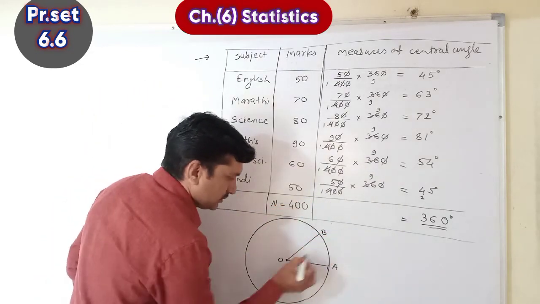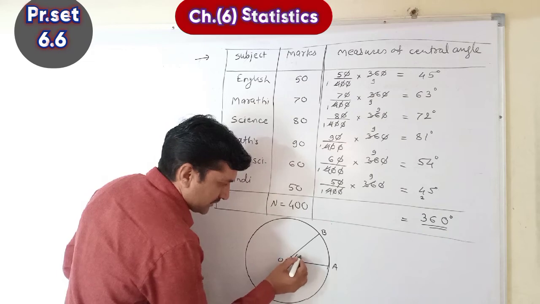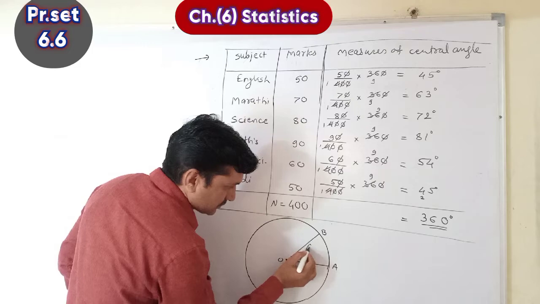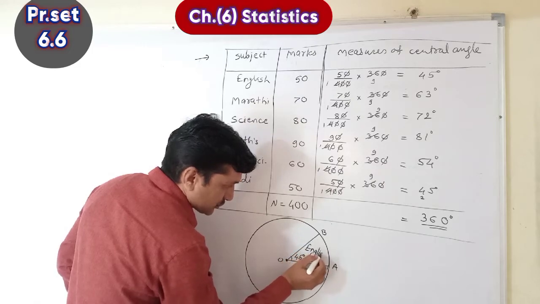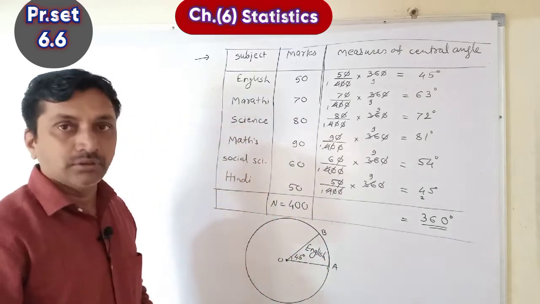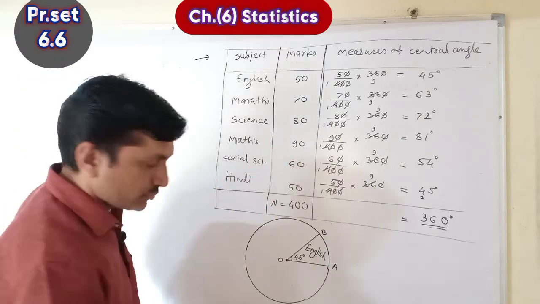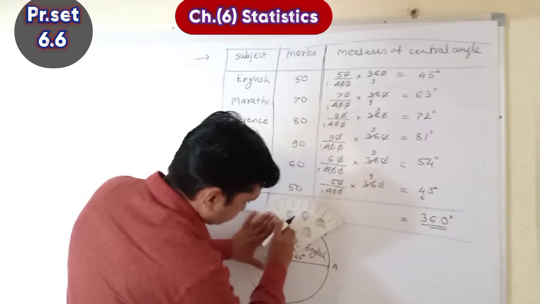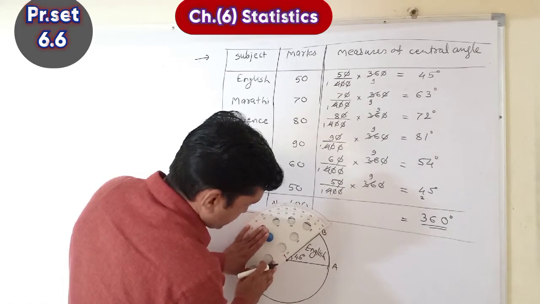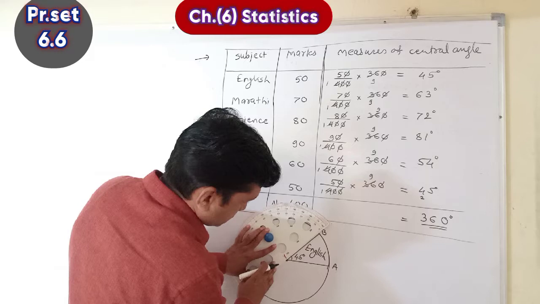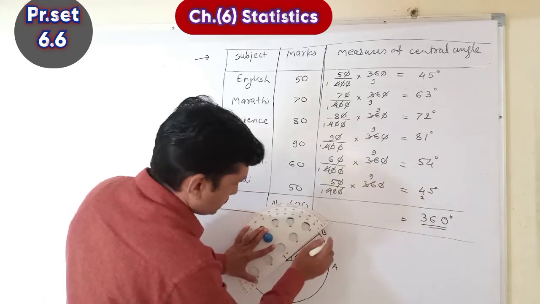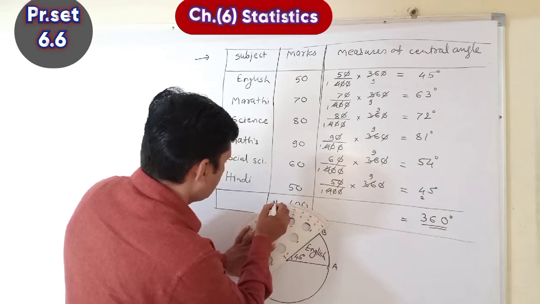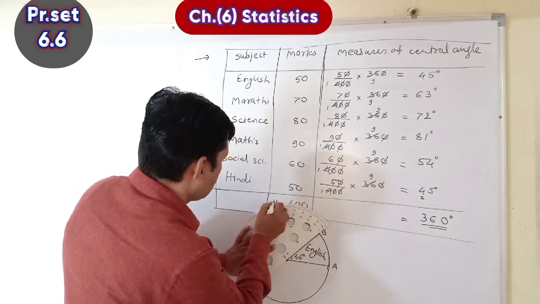Here B, angle 45 degree, and which subject is here? English. Therefore here write subject name English. Okay, second 63. Now here on OB, keep protractor on OB. We have to draw 63 angle, 63, 60 here, 1 2 3, here it is coming.